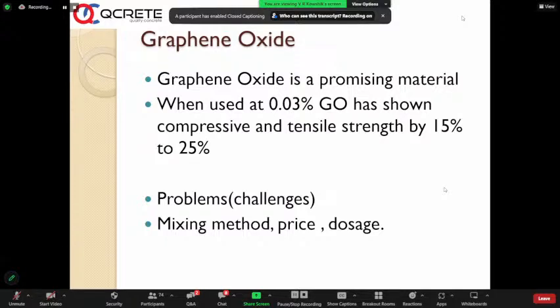For example, you are talking about a very low dosage of 0.03% to get mixed in a big truck carrying 6 into 2.4 tons or 7 into 2.4 tons, which is not an easy job. So mixing method, price and dosage are problems at this stage. And hopefully in the future things will get sorted out.